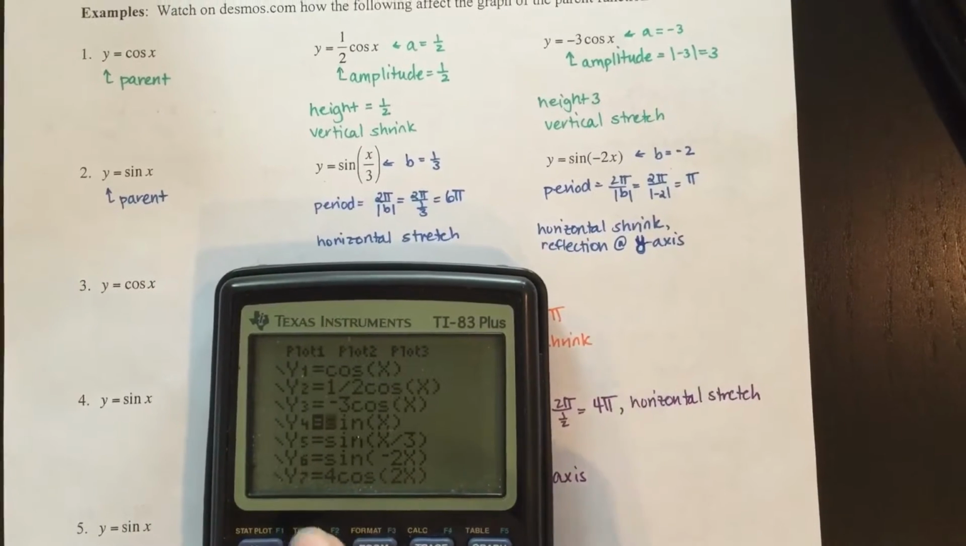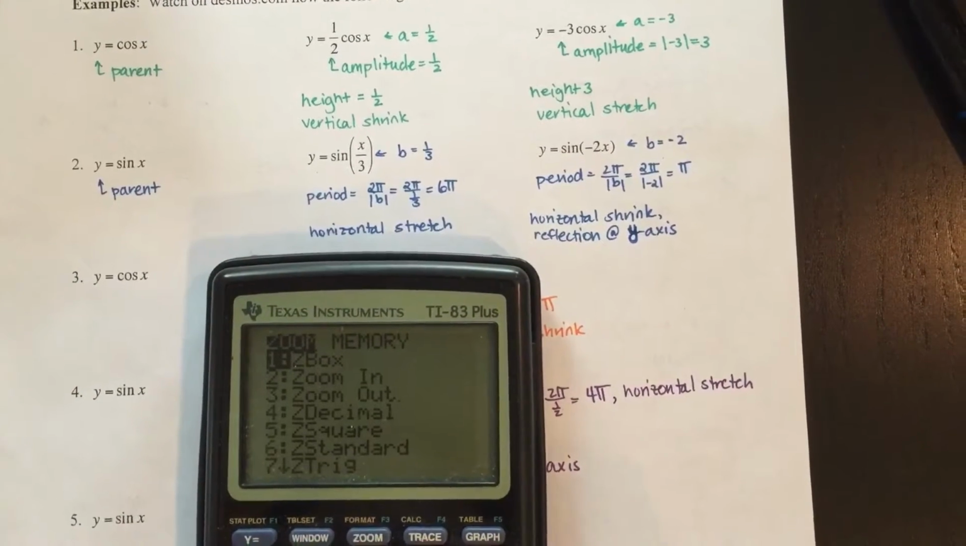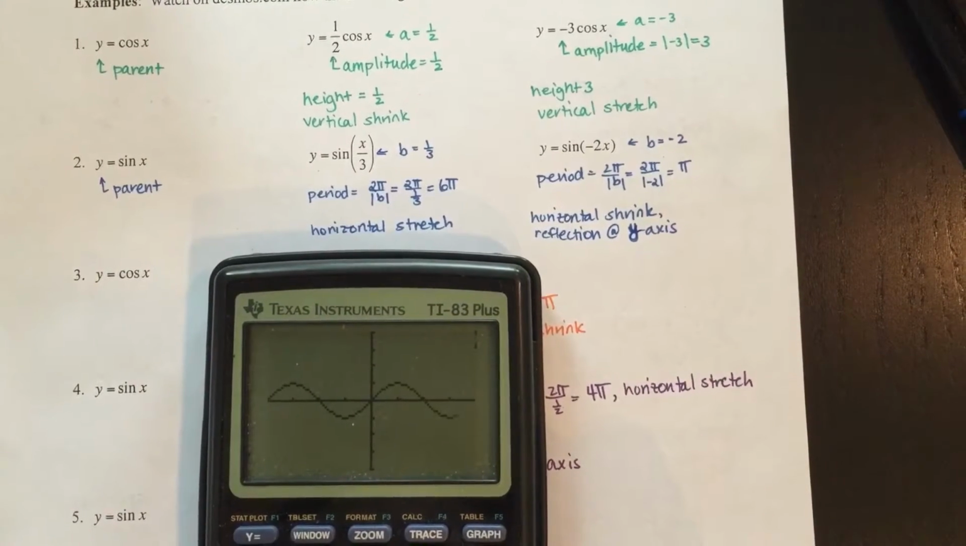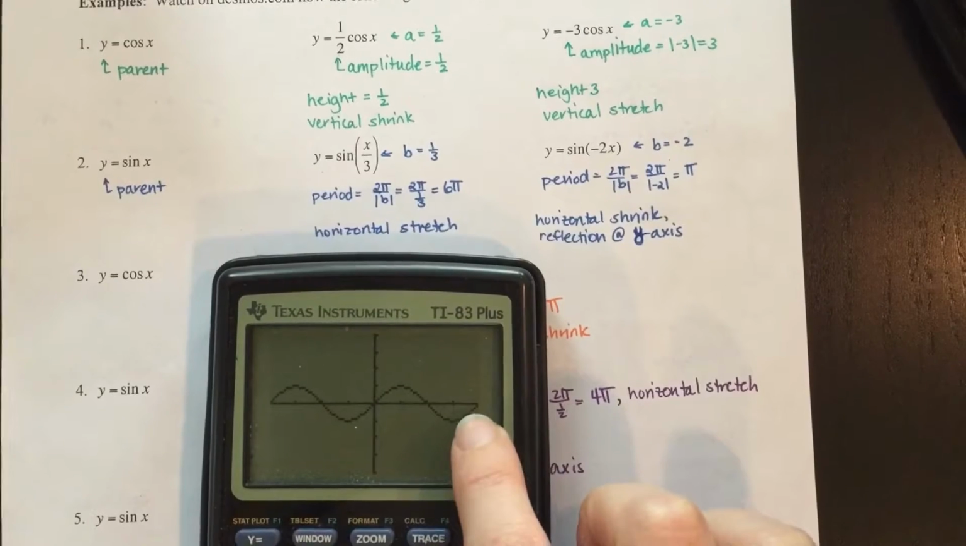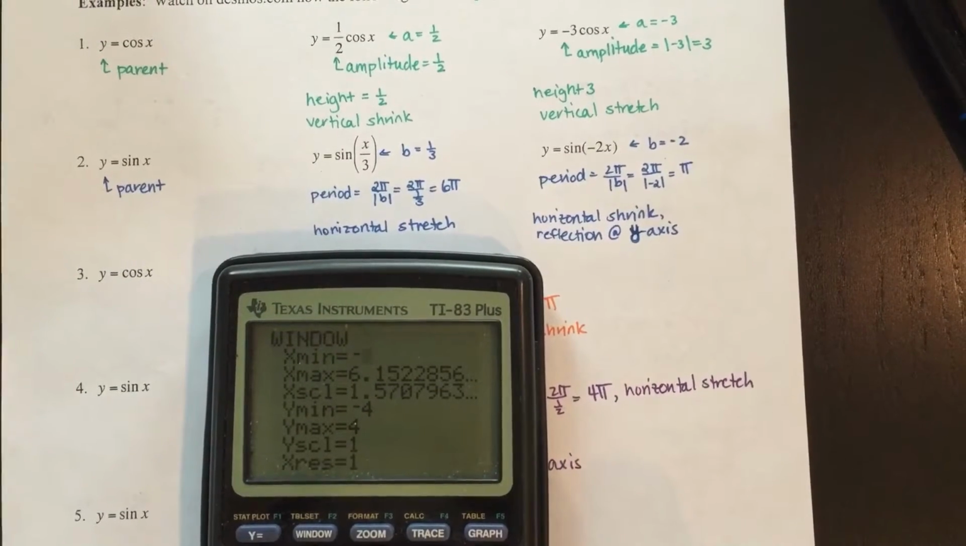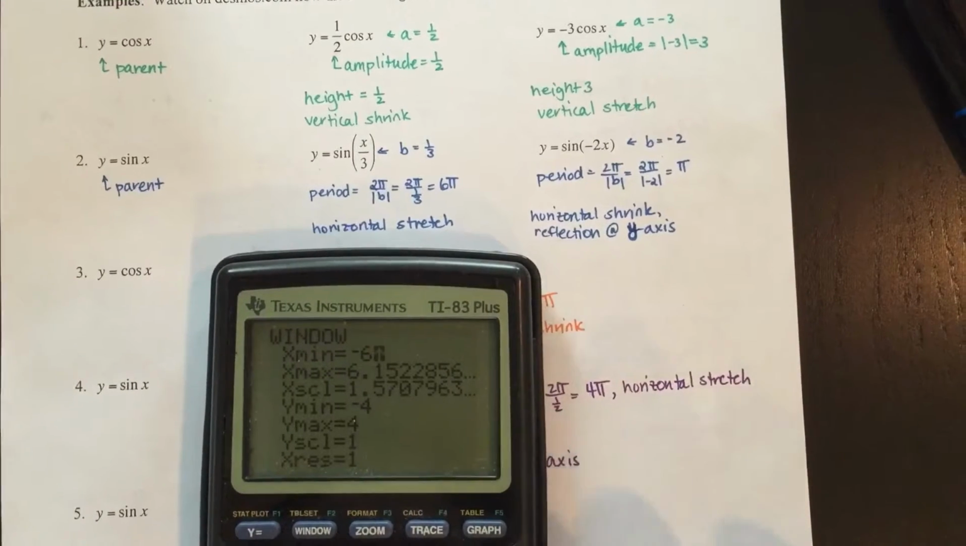There's sine x. I'm just going to change my window a little bit, bear with me. There's sine x. And this, of course, is 2 pi. So let's make that window a little bit bigger. Let's make it -6 pi to 6 pi.